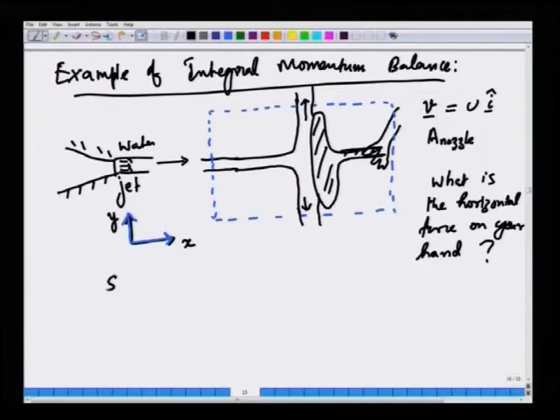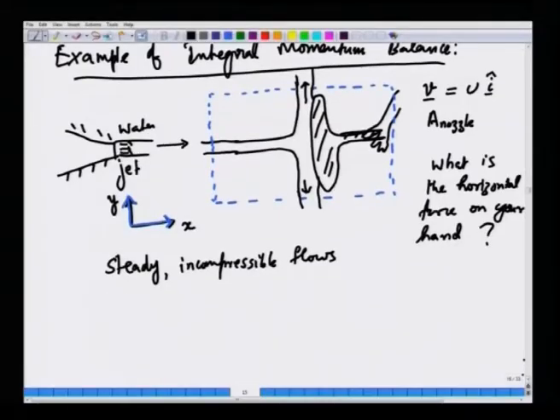Okay. Now, we are making some standard assumptions, steady flow and incompressible flow. These are all assumptions that the flow is steady, that is nothing is dependent on time at a given point in space, as well as the flow is incompressible, which means that densities are constant. Okay. And we will also assume that the flow is uniform.